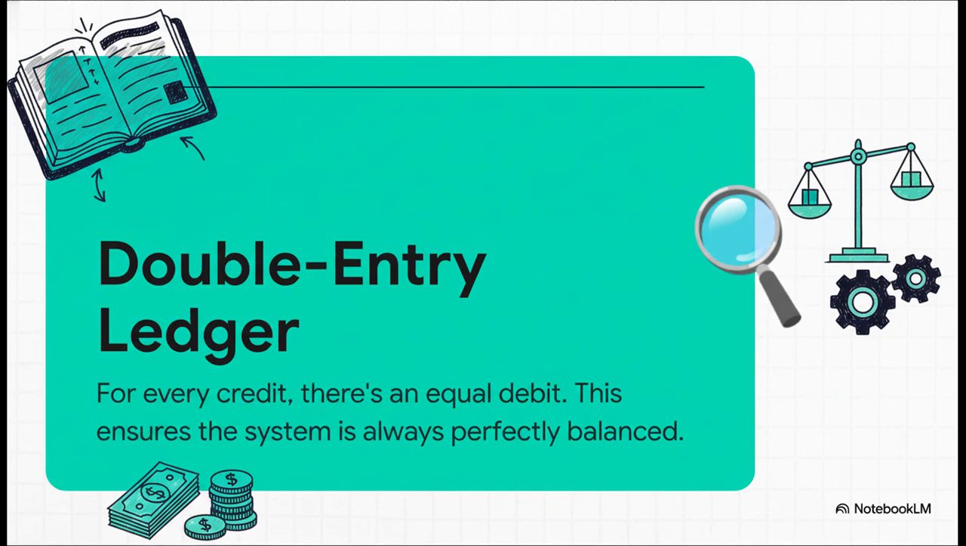So how does it guarantee that perfect balance? Well, it uses a principle that's been around for centuries, double entry bookkeeping. For every credit that goes in, an equal and opposite debit must come out somewhere else. In the digital world, this isn't just an old accounting trick. It's an incredible error-checking tool. If a single bug tried to create money out of thin air, the whole ledger would immediately scream that it's out of balance. It basically polices itself.